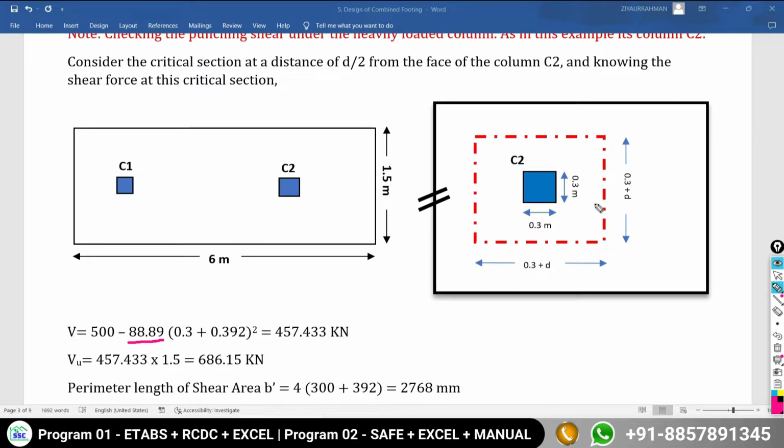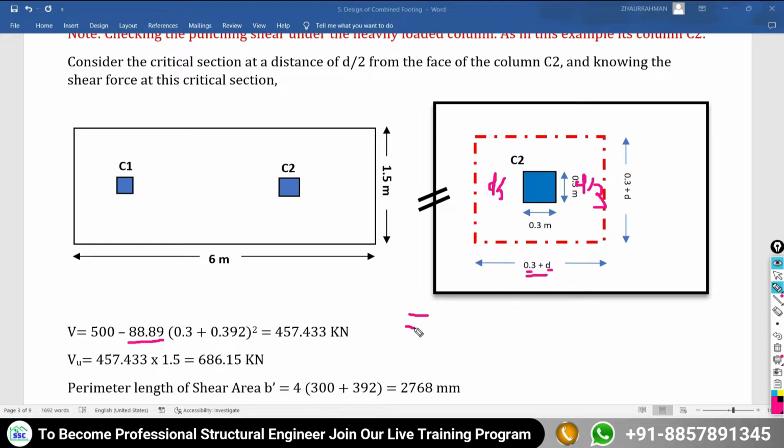And the formula for calculating the area of this punching shear section is what? 0.3 plus d. d is what? d/2 from this side, d/2 from this side, it is going to become d. So 0.3 is the side of your column and the halves are going to become a complete d. So it is totally becoming 0.3 plus d. So how much will it be?